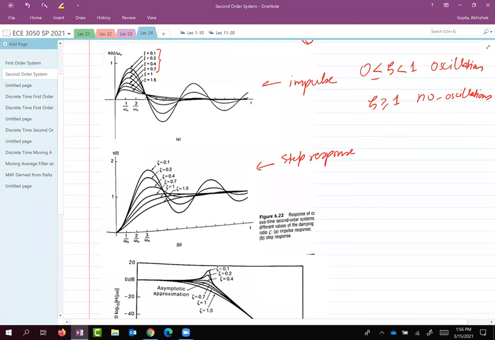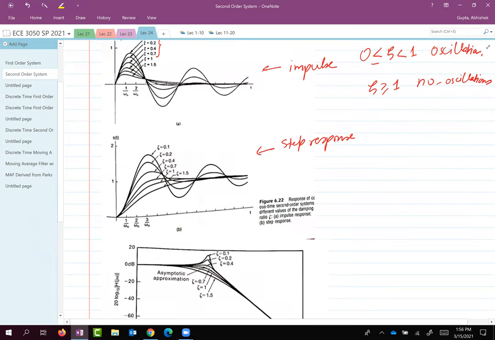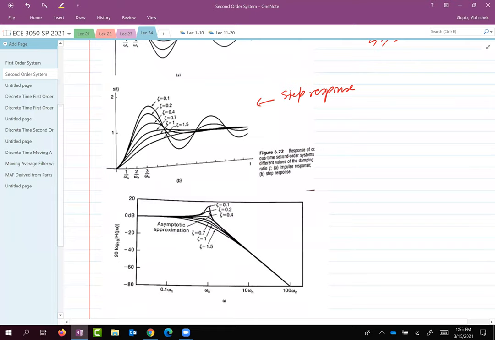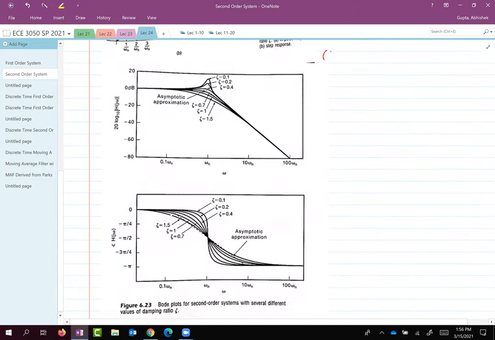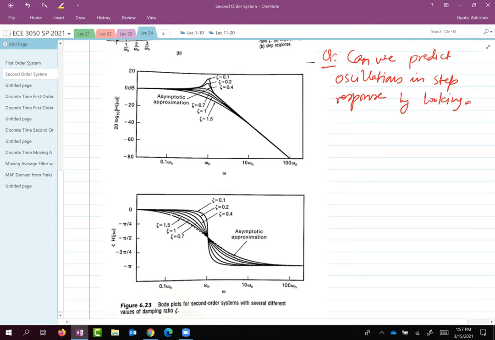Now in the time domain, we are seeing oscillations for zeta less than one. We are not seeing any oscillations for zeta greater than one. Can we infer something similar by looking at the frequency plot? So can we look at the frequency plot or the Bode plot, and can we infer whether there will be oscillations in the system or not? Let's try to think about it. So the question is, can we predict oscillations in time domain by looking at the Bode plot?